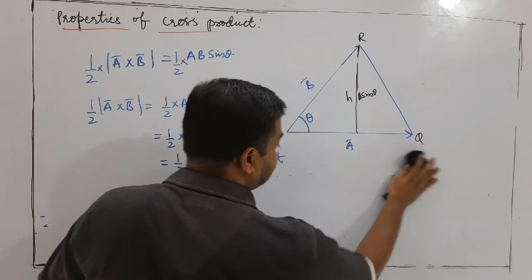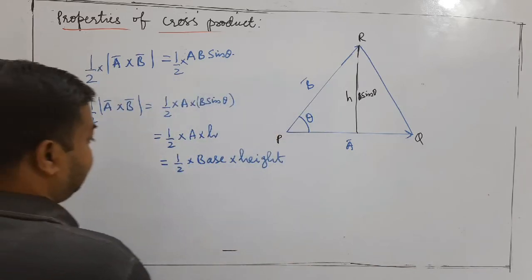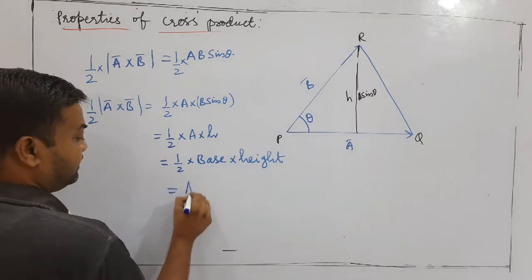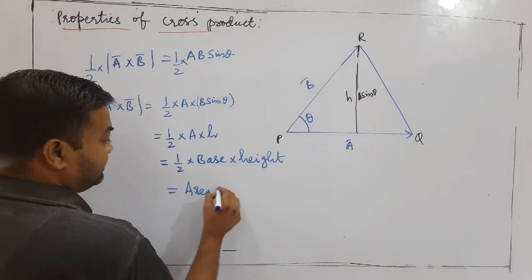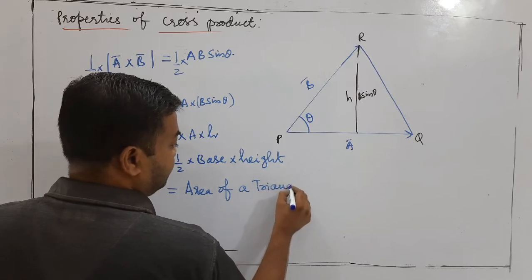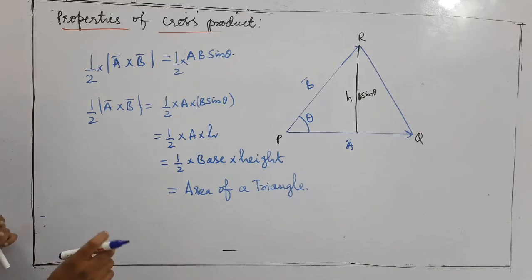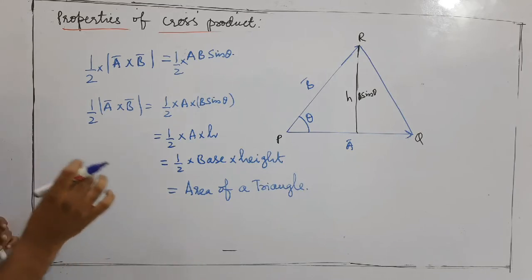Half into base into height is simply area of a triangle. Area of a triangle. In examination point of view, suppose the question may come like this: what is a cross product, and write its properties.